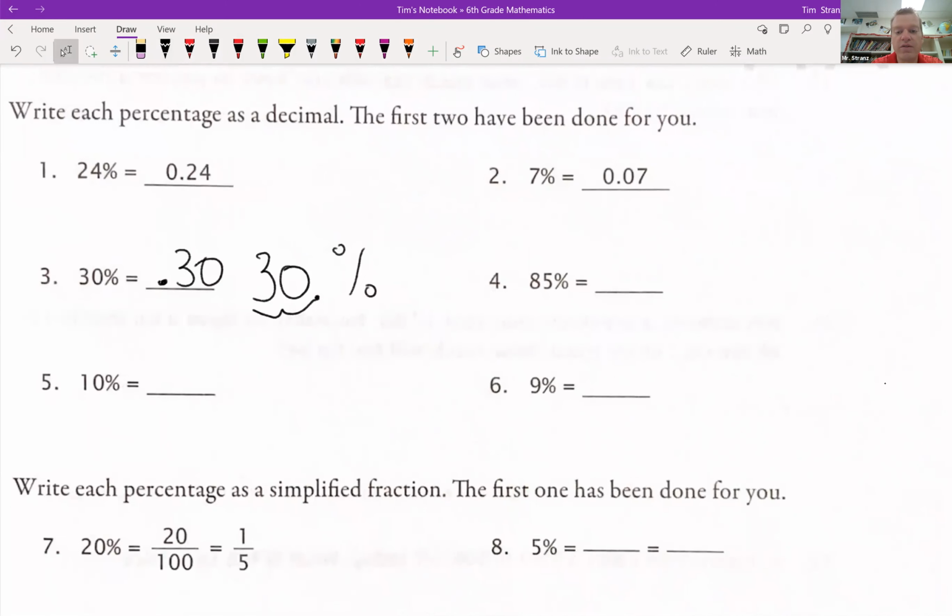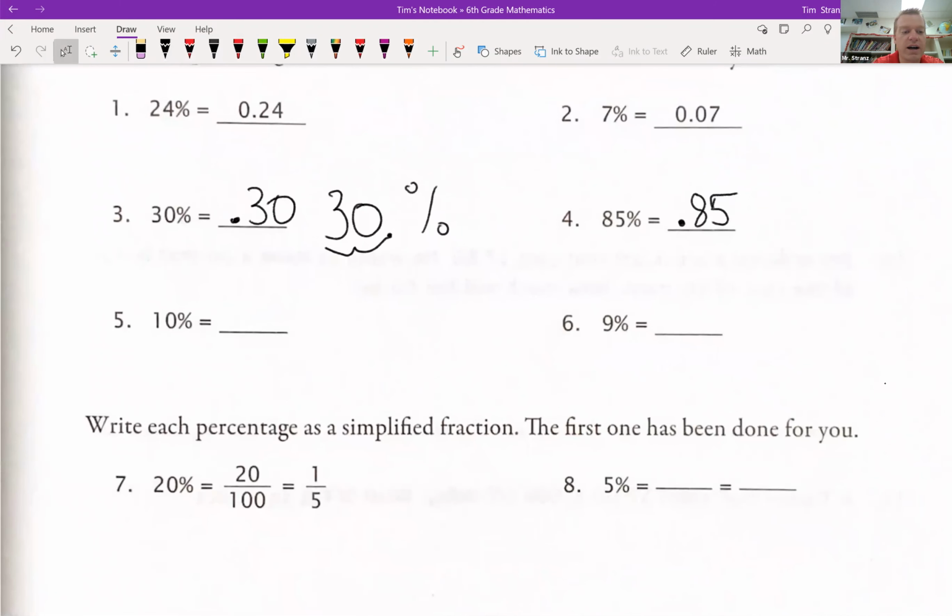So number 4, 85% would become 0.85. Number 5, 10% would become 0.1, or you could write 0.10, same thing. And then number 6, 2 to the left would make that 0.09, right? Because if you have 9%, sorry, my 9s look weird, you move it over twice, you're going to have a 0 here, so 0.09.